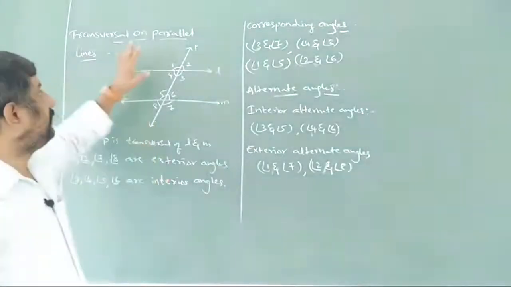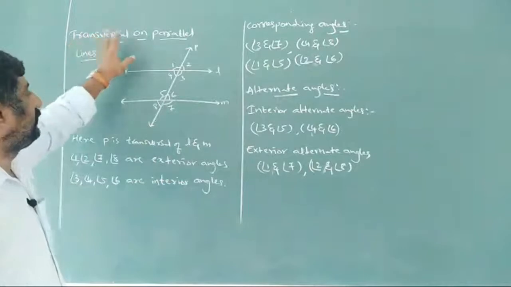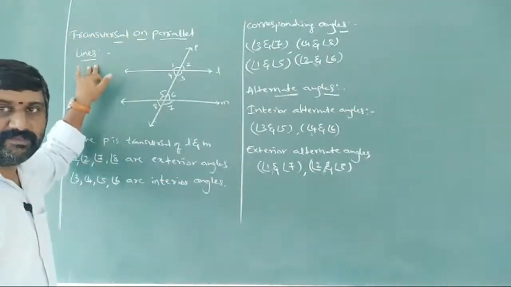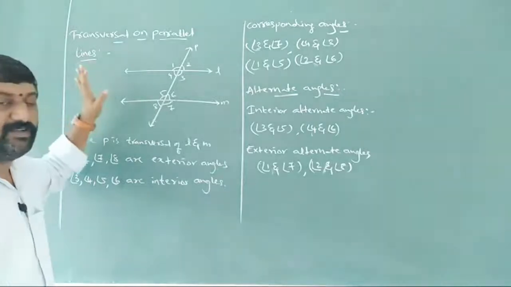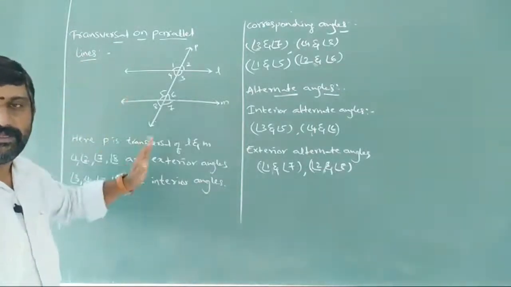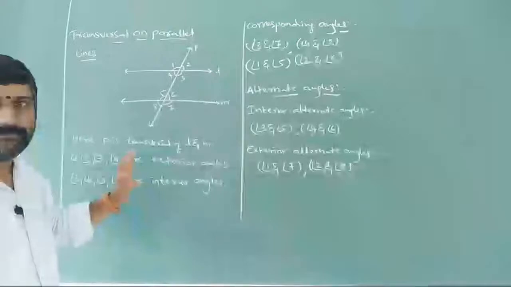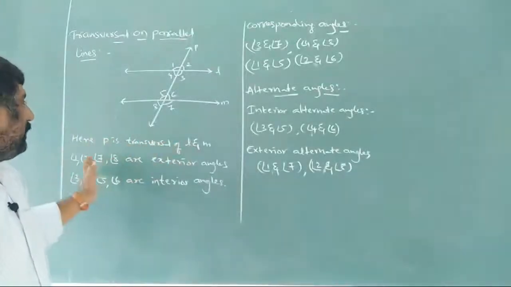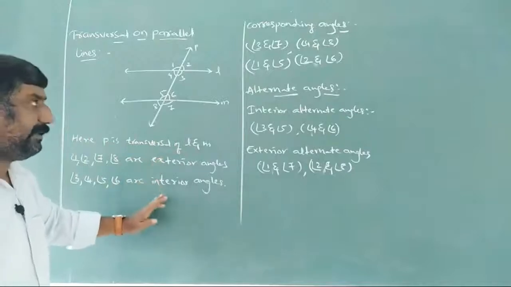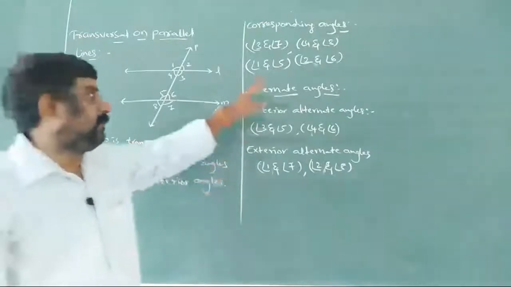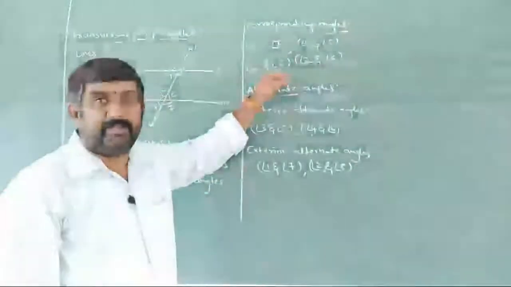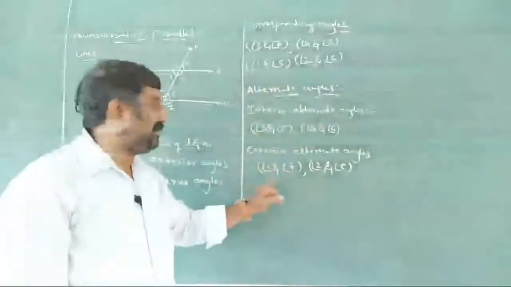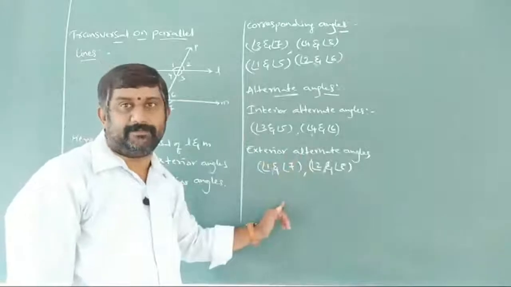Now, what is our discussion? Transversal on parallel lines. But up to now we have discussed only a transversal on lines. We did not mention parallel anywhere. Now observe, if P is a transversal of L and M, then 4 exterior and 4 interior angles are formed, and 4 pairs of corresponding angles, 2 pairs of interior alternate angles, and 2 pairs of exterior alternate angles.